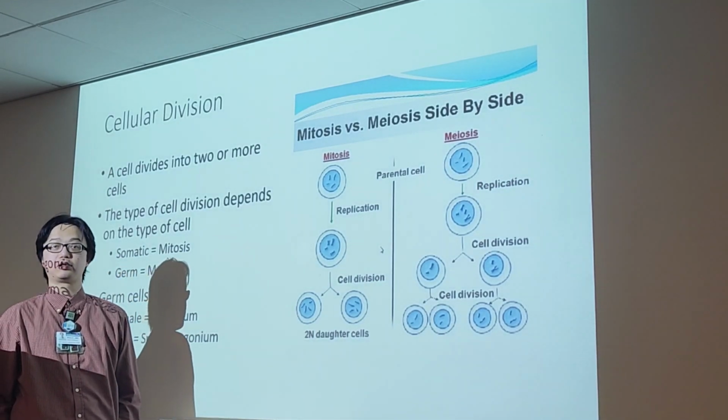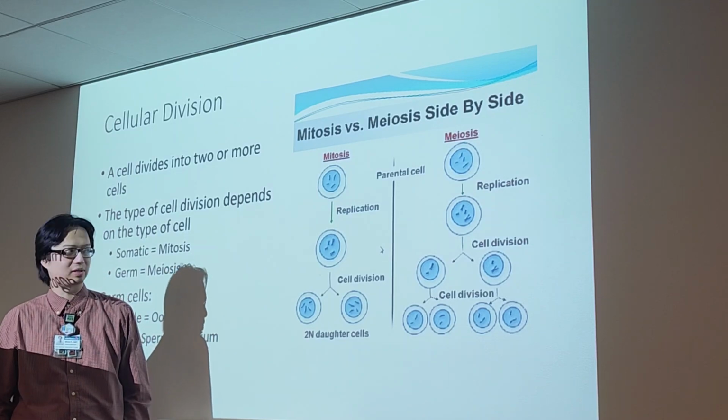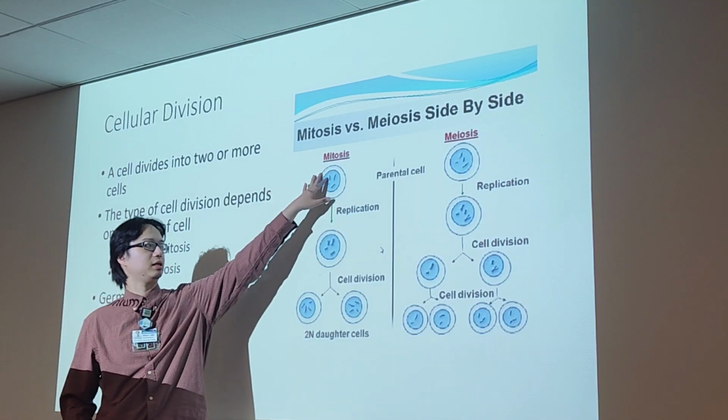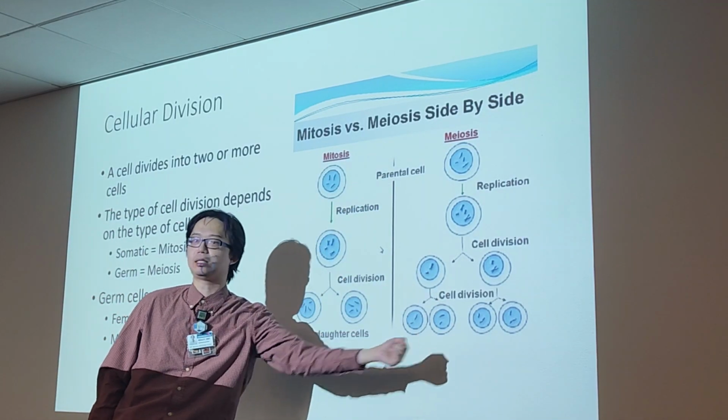So after two phases, how many cells do we have then? So 4 of them, exactly. So mitosis, you end up with 2 cells. Meiosis, you end up with 4 cells.